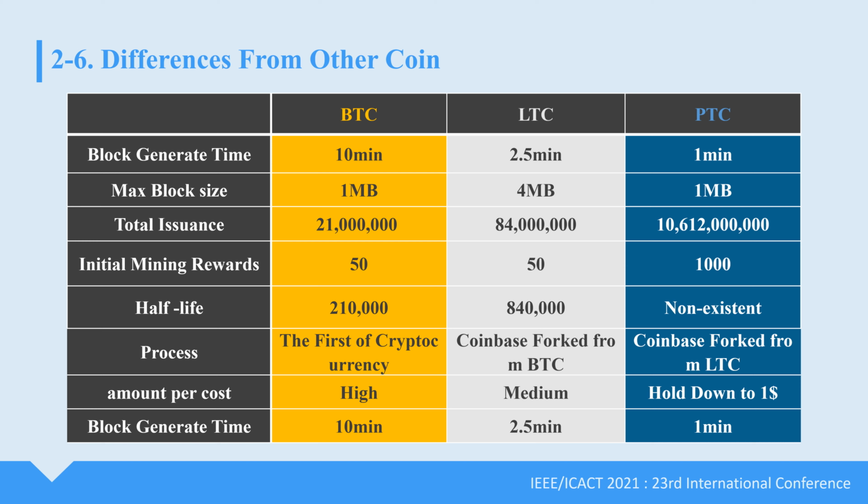PTC has reduced the block generation cycle to 1 minute to shorten the minimum verification time of the blockchain and has the intention to reduce the value of the unit amount as much as possible by increasing the mining reward and total issuance. Also, since there is no half-life, it prevents the price of the coin from rising rapidly every half-life.